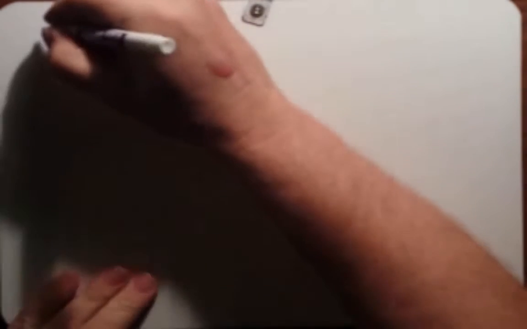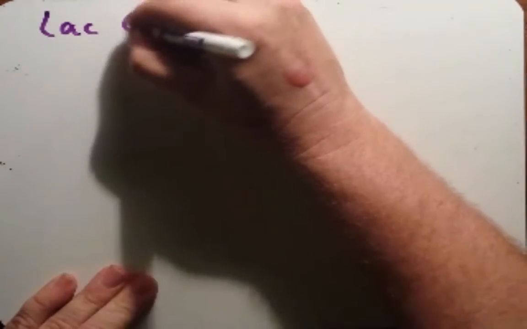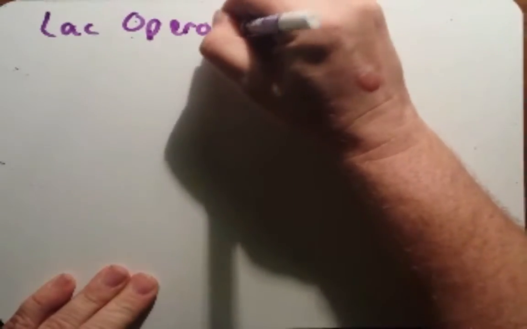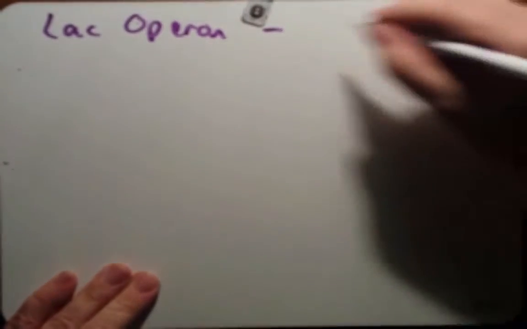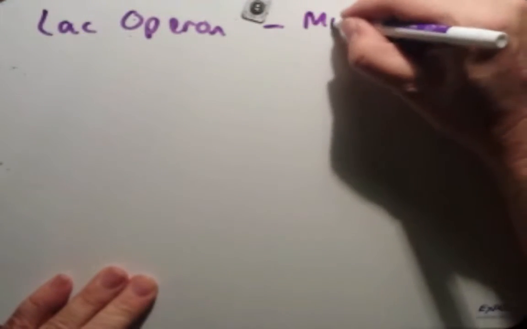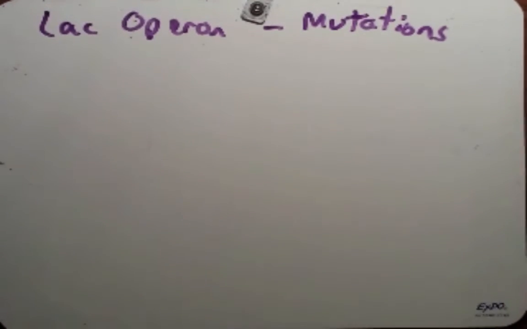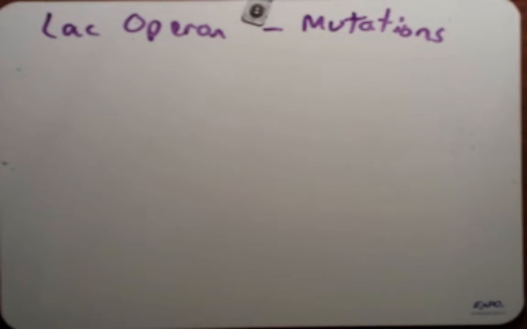Hello and welcome everyone. In this podcast we're going to continue our discussion of the lac operon, but more specifically we're going to look at lac operon mutations. These mutations are really what led Jacob and Monod to be able to figure out the exact functions of the different parts of the lac operon.